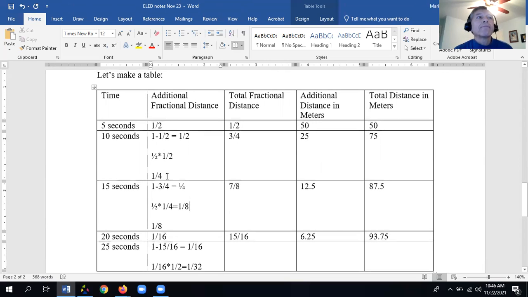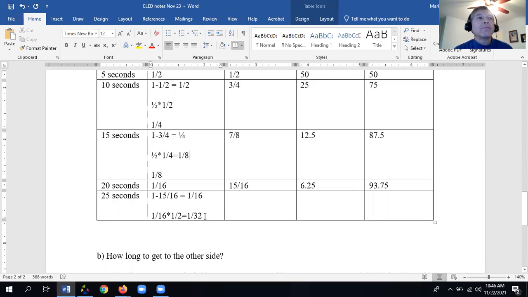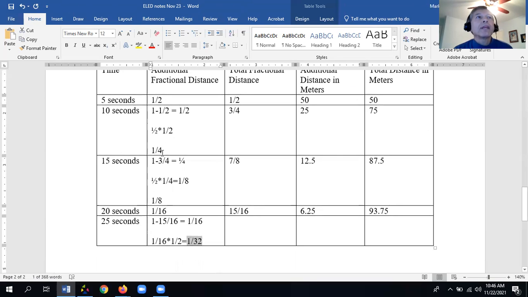It goes 1/2, 1/4, 1/8, 1/16, then what? 1/32. Then you just add these on. If you take the 1/4 and add it to a half, you get 3/4 the distance. 1/8 plus 3/4, 7/8 the distance. 1/16 plus 7/8, 15/16 of the distance, and 1/32 plus 15/16. Well, if you work that out, 1/32 plus 15/16.